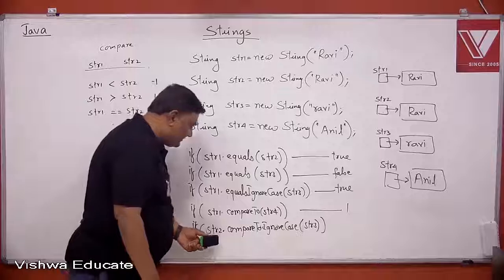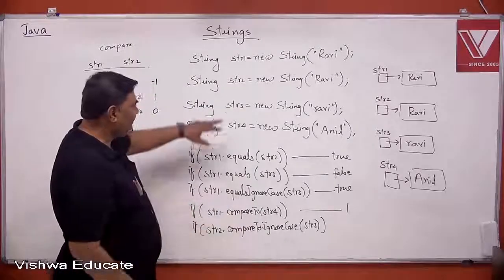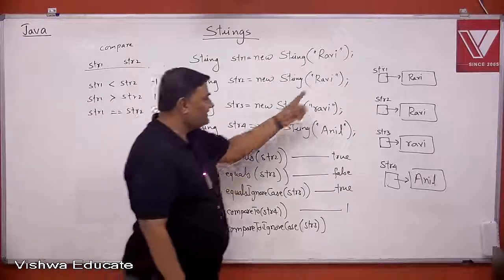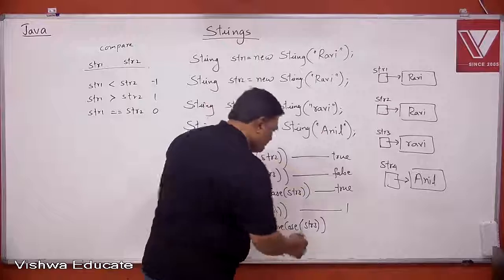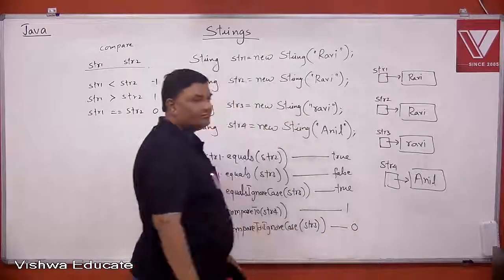Then str2 compared to ignore case. Now str2 and str3, they are compared, ignoring cases. Ignoring cases means both are same. So this is equal. So this is 0.